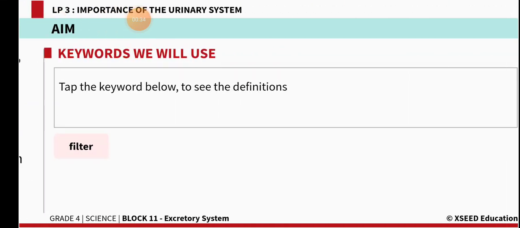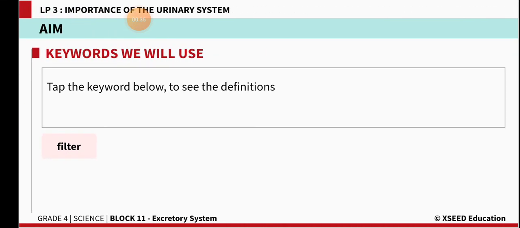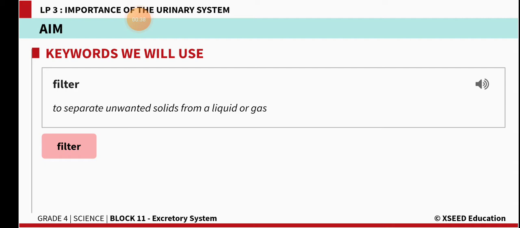Before going to the lesson, we'll see the keywords. First one, FILTER. Filter means to separate unwanted solids from a liquid or a gas. So removing the unwanted materials from solids, liquids and gases is known as filter. Now you listen to this: filter, to separate unwanted solids from a liquid or gas.